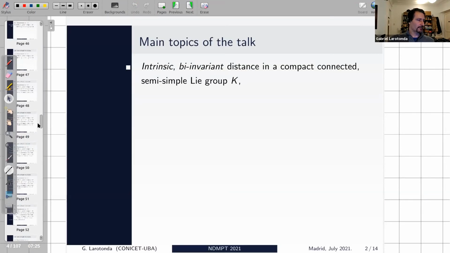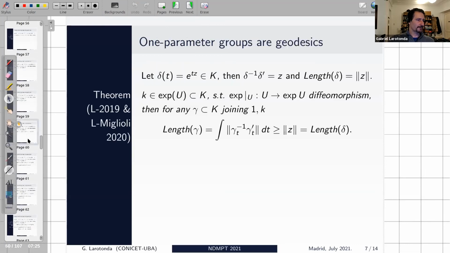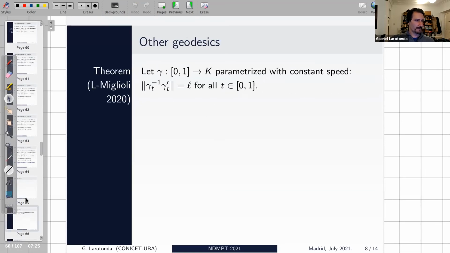So we go back to the slide where we were before. I think it was over here.